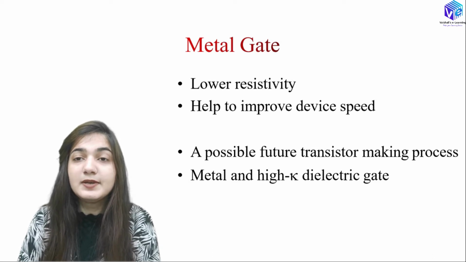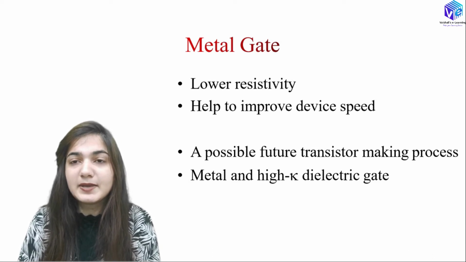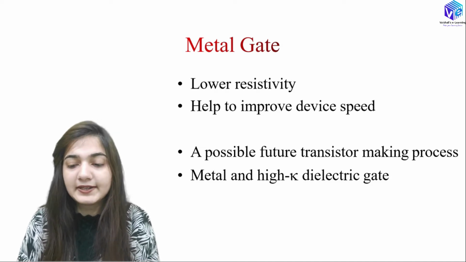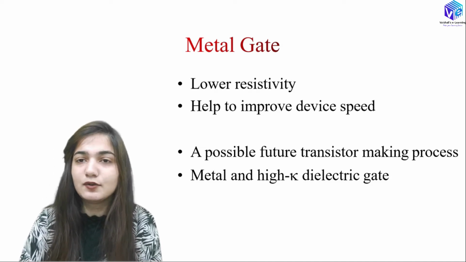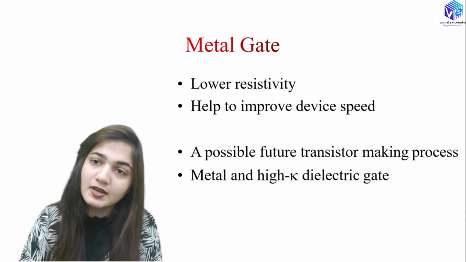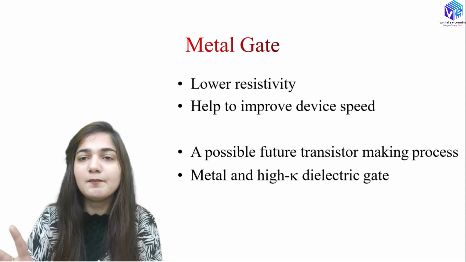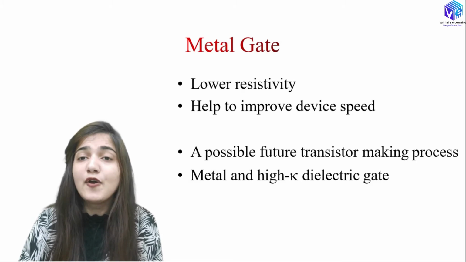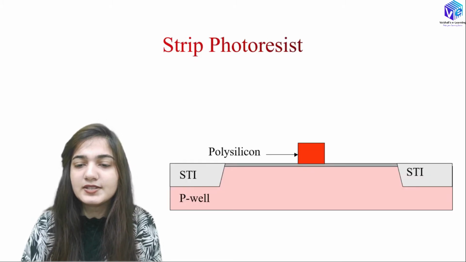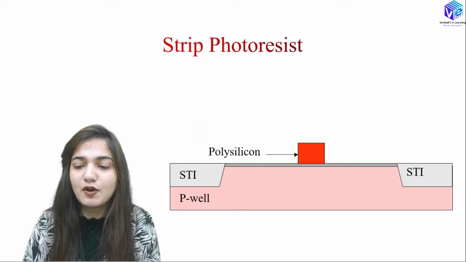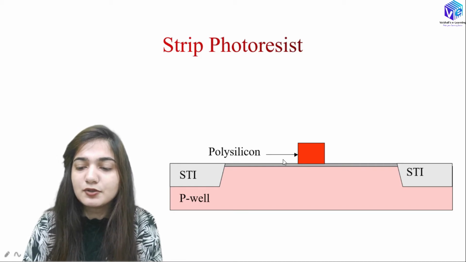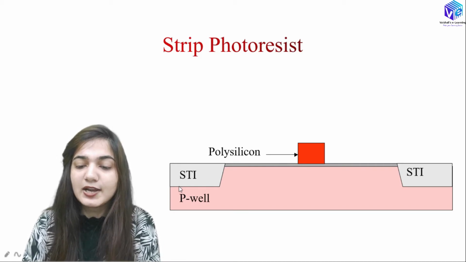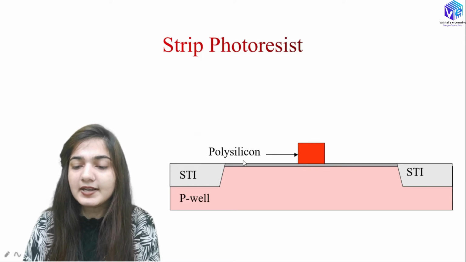So there is a possibility that in the future transistor making process, we can use metal as well as high dielectric constant dielectric material for the gate formation. So this is the possible combination of metal and high dielectric constant dielectric for the formation of the gate. So you can see, first of all, we are going to strip off the photoresist, right? You can see here we have the shallow trench isolation layer, right? Here we have the polysilicon layer, right?